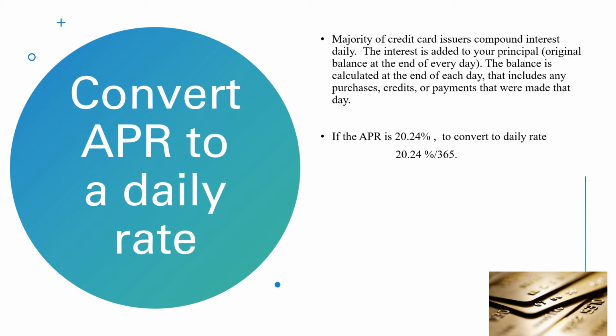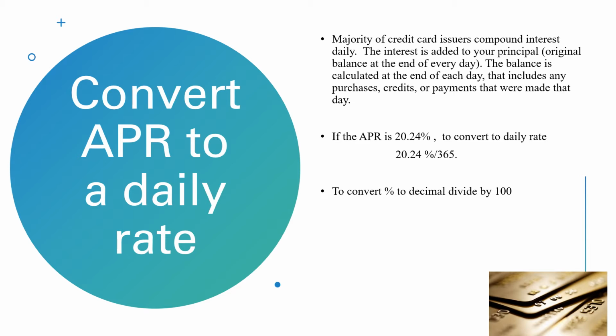For example, if we are taking the APR as 20.24%, in order to convert this to a daily rate, we have to divide that by 365. In some cases, some banks treat the total days as 360, in which case we will be dividing by 360. In this case, let us treat the total as 365. So in order to calculate the daily rate, we'll be dividing by 365.